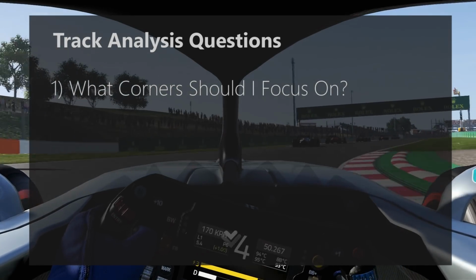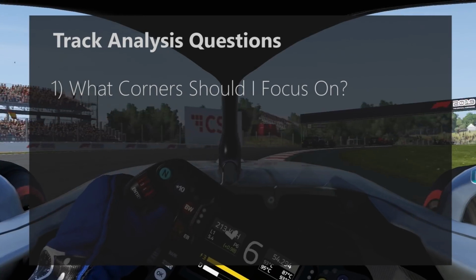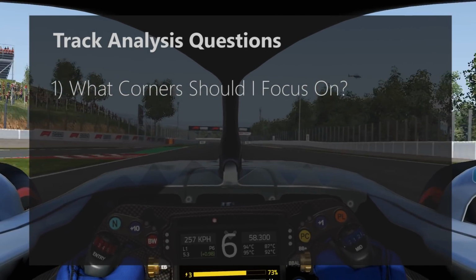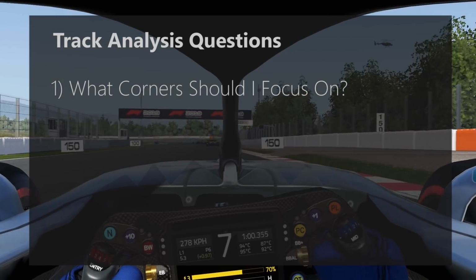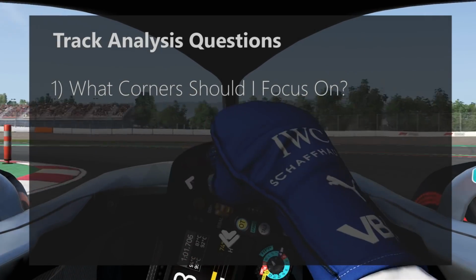And the reason we ask this question is because when we're creating a car setup, a lot of times we're going to be losing out on some areas to improve on other areas. So we want to make sure we're getting the biggest bang for our buck, and then we optimize the setup for those corners that we have in mind.